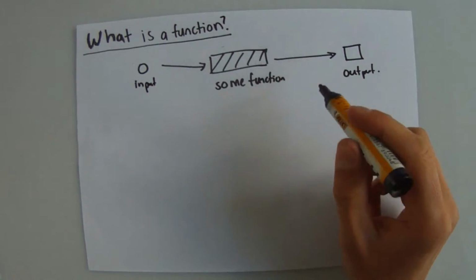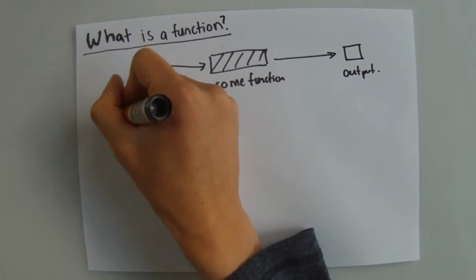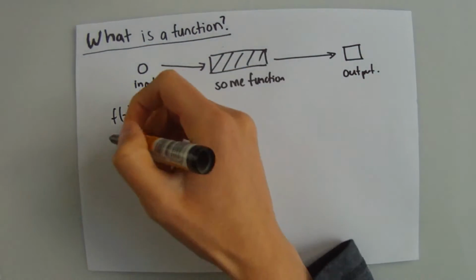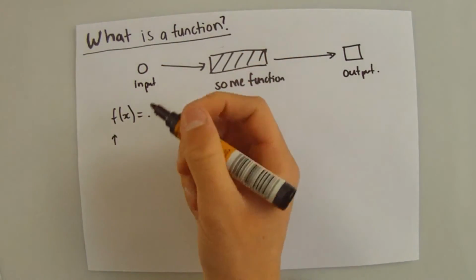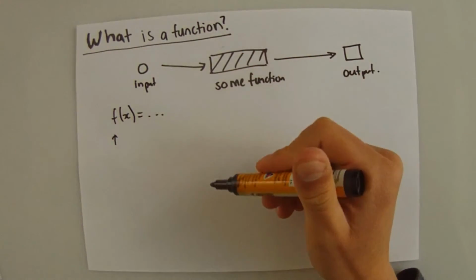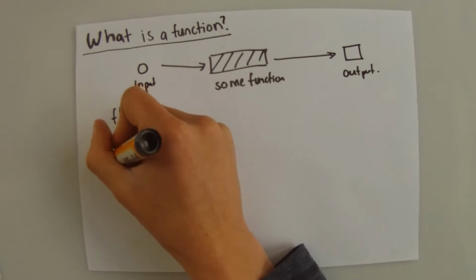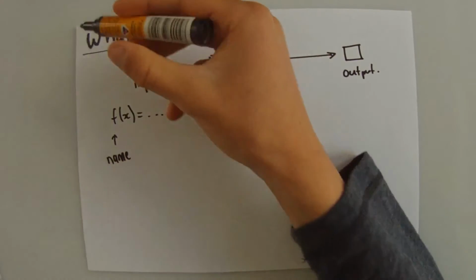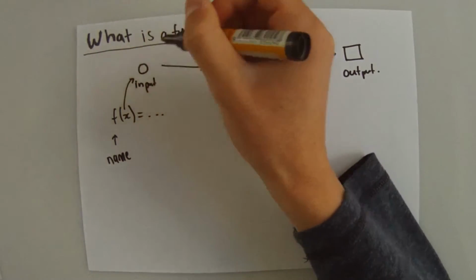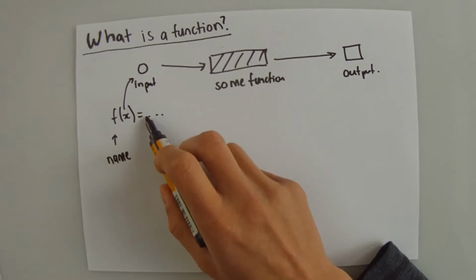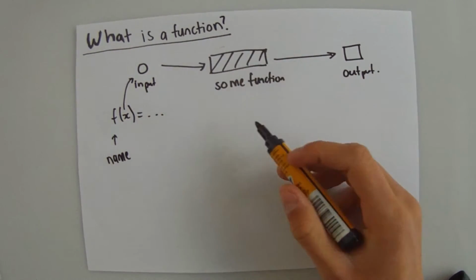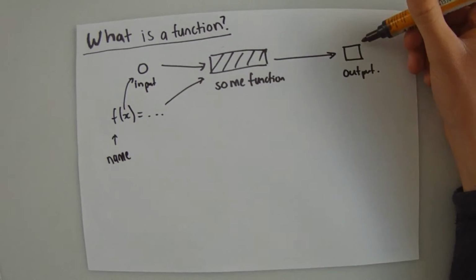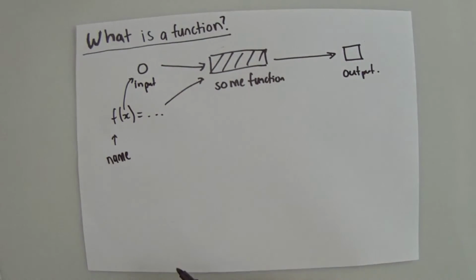Functions are generally denoted by f of x is equal to whatever the function is. This f here is just the name of the function. It could be f, g, h, anything you want really. This x here is the thing that you put in, so this x corresponds to this input. And these dots here, just whatever the function is, correspond to the function here. And the output is dependent on the input and the function.